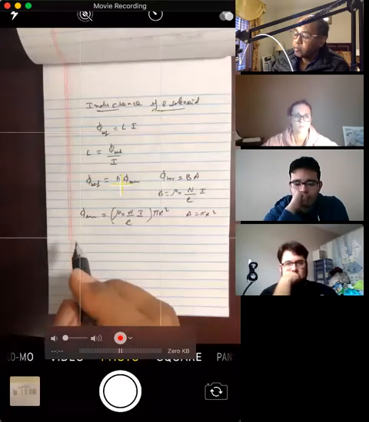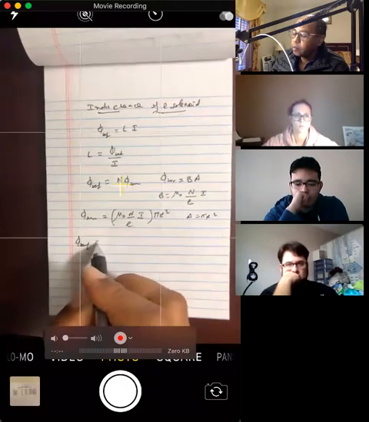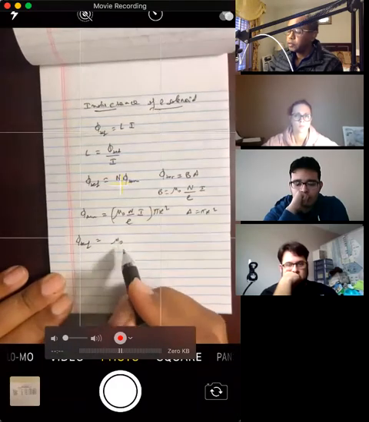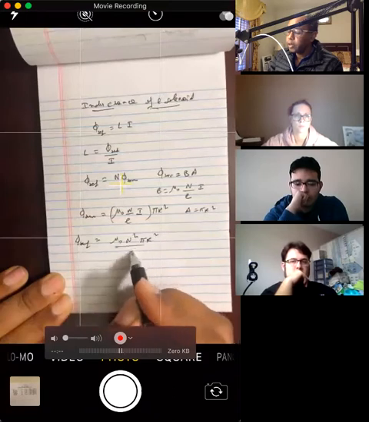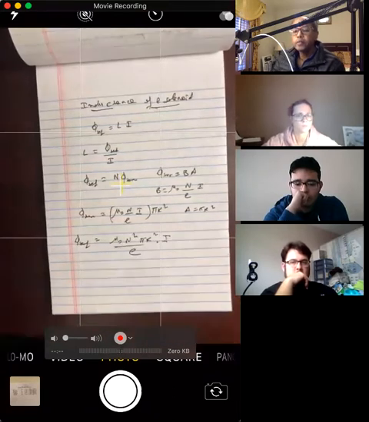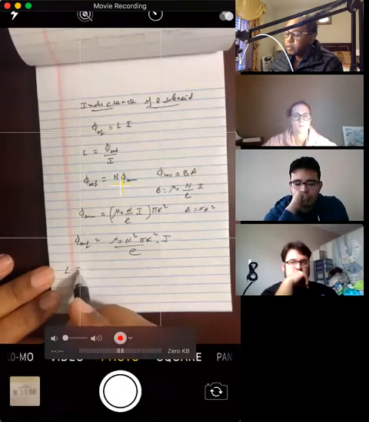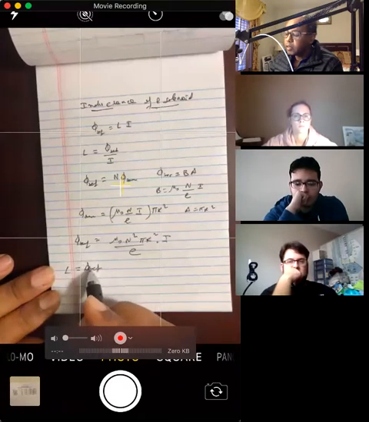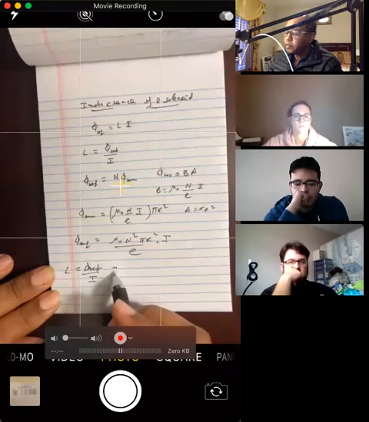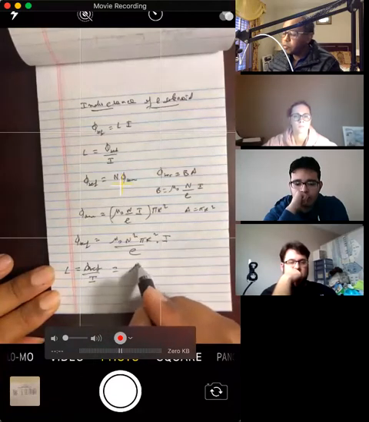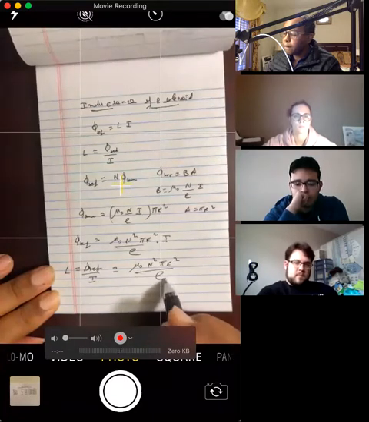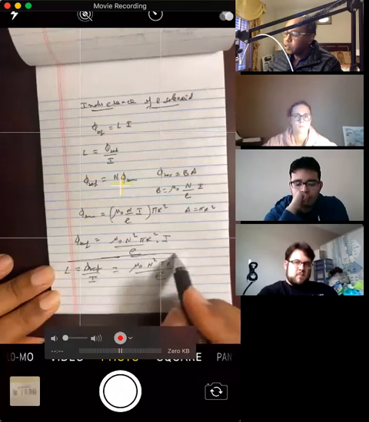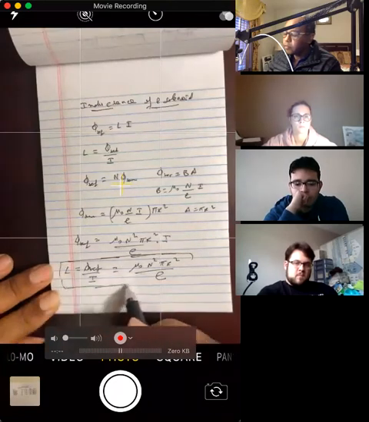So the total flux, phi self, is simply N times this one. So you've got mu naught N squared times pi r squared divided by L times the current, okay? So this is the self-induced flux. And the inductance is simply self-induced flux divided by the current. So you divide by the current, you simply get mu naught N squared pi r squared divided by L. Okay, so this is an expression for the inductance of the coil.